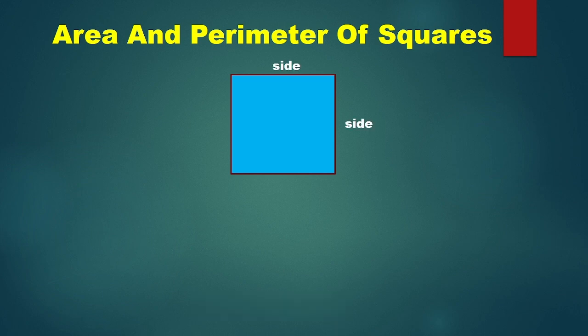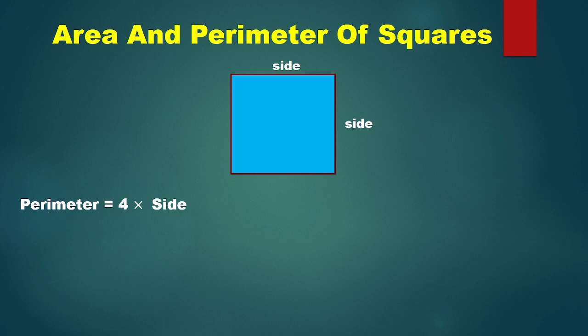Now, to find the perimeter of a square, because it has four equal sides, it's simply the addition of all the sides. But in short form, all you have to do is to multiply the side by 4. So instead of adding up the side 4 times, just multiply it by 4. That's how to find the perimeter of a square.